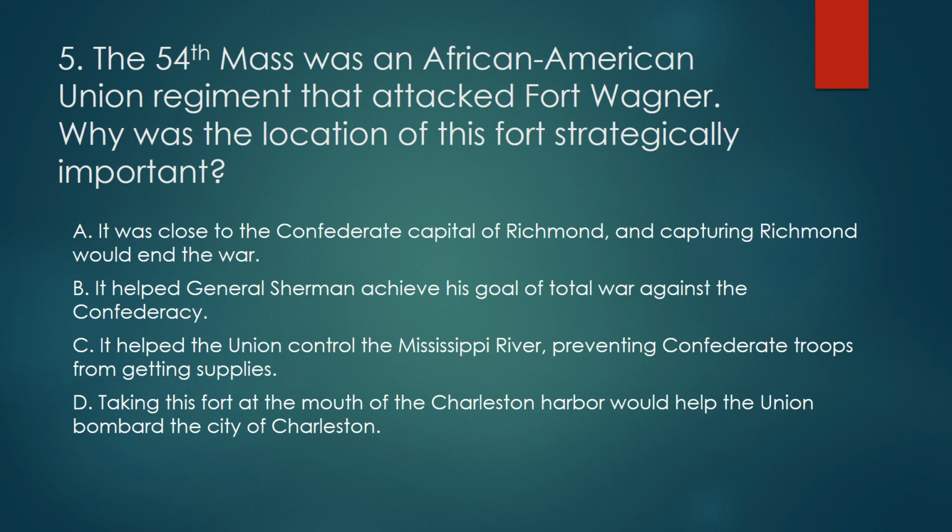Number 5. The 54th Massachusetts was an African American Union regiment that attacked Fort Wagner. Why was the location of this fort strategically important? A. It was close to the Confederate capital of Richmond, and capturing Richmond would end the war. B. It helped General Sherman achieve his goal of total war against the Confederacy. C. It helped the Union control the Mississippi River, preventing Confederate troops from getting supplies. Or D. Taking this fort at the mouth of the Charleston Harbor would help the Union bombard the city of Charleston.